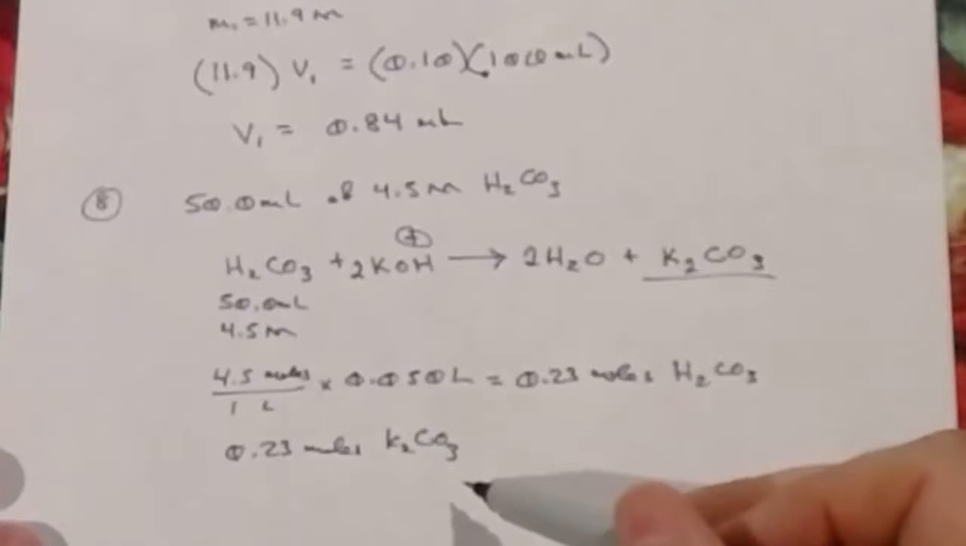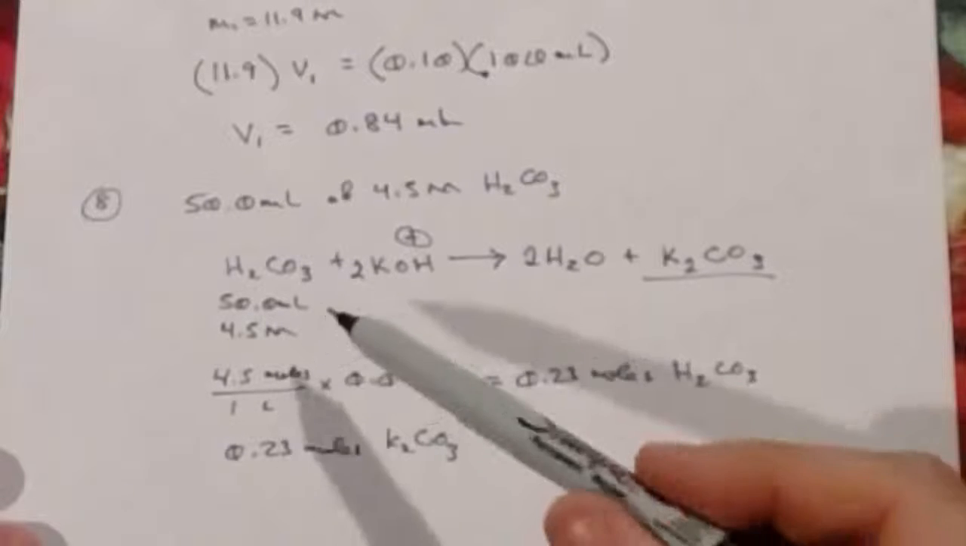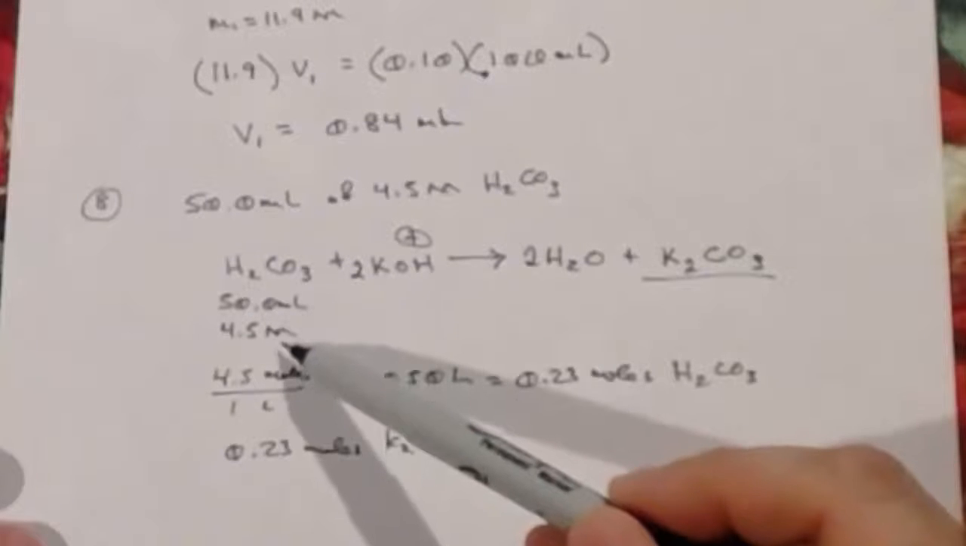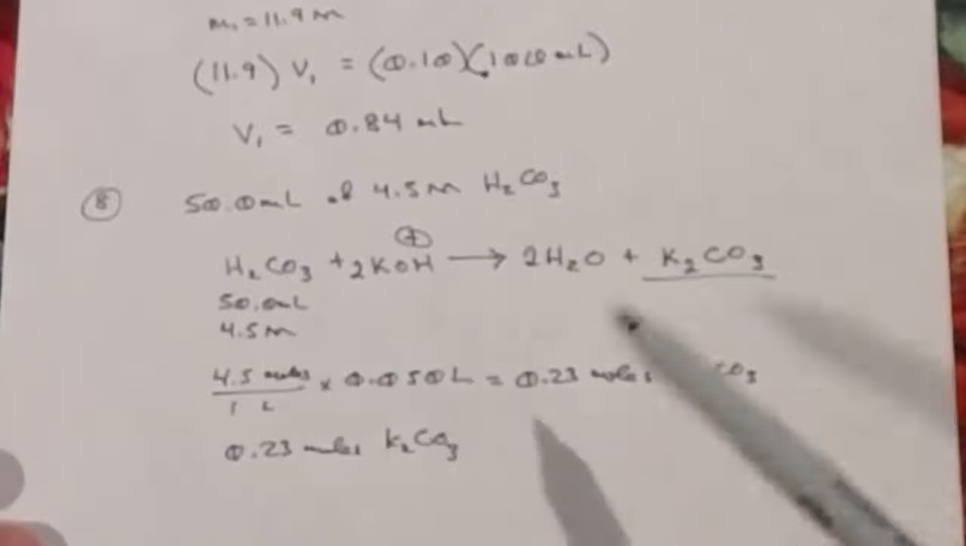So if you're using your solution diagram, we weren't given moles, we were given volume and molarity, so you did the multiplication to come up with moles. You used pure stoichiometry to calculate, based on the mole ratios, how many moles you would have, and now it's asking us for our answer in grams, which means we need to convert from moles to grams of potassium carbonate.